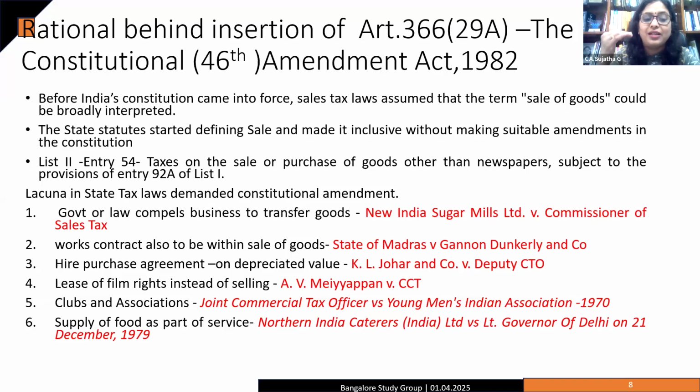Then next was the leasing of film. Instead of selling the film reels, they were leasing them. Like, A will lease it to B, B will lease it to C, so that after 10 years, it will have nil value. The film will not be sold. So at that point, they used to pay very little tax and were avoiding the tax. So in this transaction also, the government was losing huge money. Next is the clubs and associations, the concept of mutuality. Finally, the supply of food as part of service.